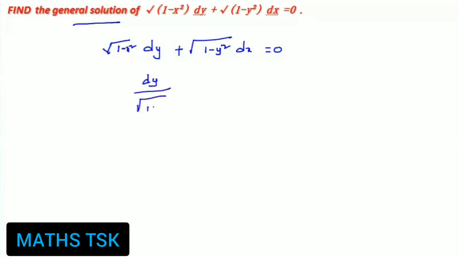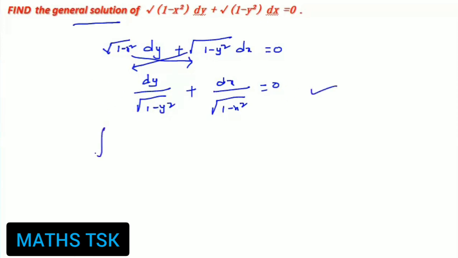That means solve this equation. There is root of 1 minus x square dy plus root of 1 minus y square dx is equal to 0. Divide by root of 1 minus x square into root of 1 minus y square, so that it becomes dy by root of 1 minus y square plus dx by root of 1 minus x square is equal to 0. When you divide by these, we get this. So the variables are separated.